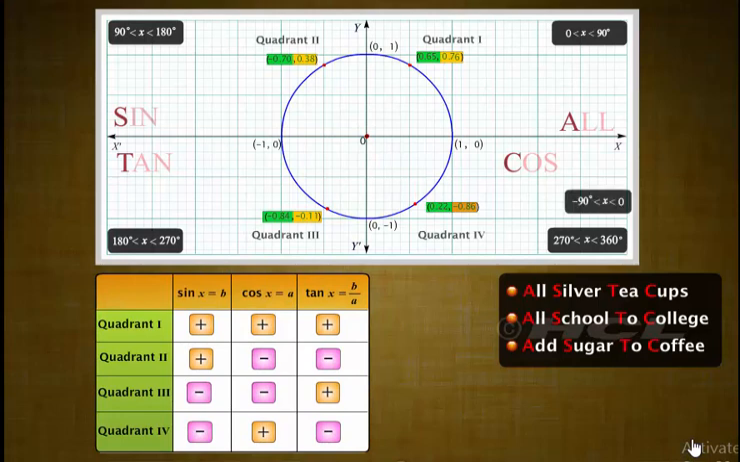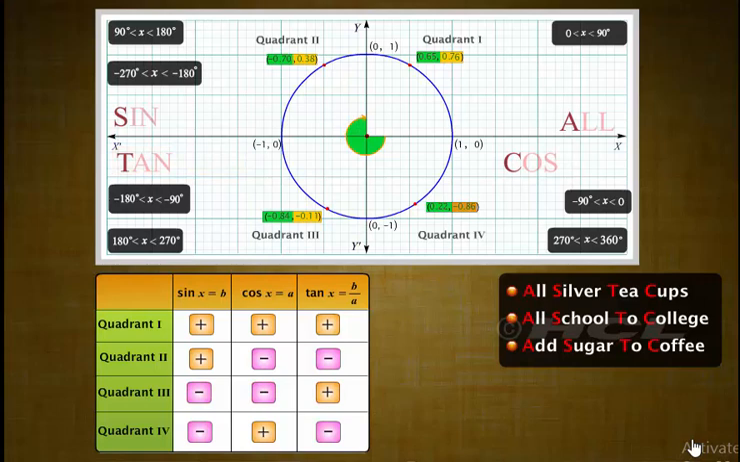We can also check the signs of the trigonometric functions for the negative angles. Angles smaller than 0 degrees and greater than minus 90 degrees belong to the fourth quadrant. So, for the range minus 90 to 0, cos is positive. Angles smaller than minus 90 degrees and greater than minus 180 degrees belong to the third quadrant. So, for the range minus 180 to minus 90, tangent is positive.